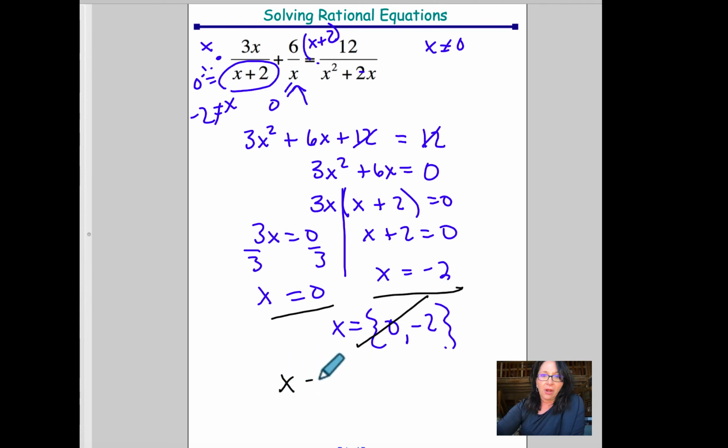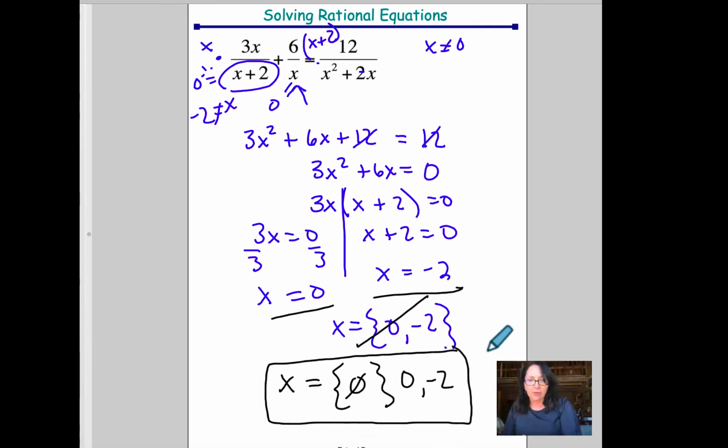So what you would do then is you would kick them out of the little bracket house here because neither one of these is a solution. And so you would either have an empty set with 0 and negative 2 outside, or you could put a no solution here with 0 and negative 2 outside. You do need to show that these are the values that x cannot equal. Those are your what we call extraneous solutions. So by doing that, we have solved this and we've showed our extraneous solutions because x cannot equal 0 and x cannot equal negative 2.